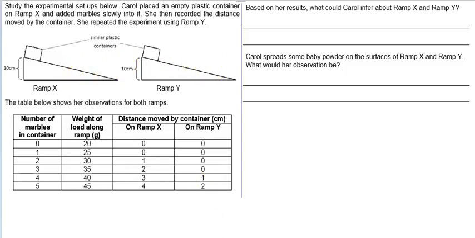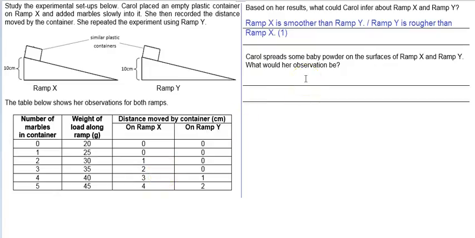So based on her results, what could Carol infer about ramp X and ramp Y? Well, we can tell that ramp X has lesser friction, right? So ramp X is smoother than ramp Y, or there's lesser friction between the box and ramp X compared to ramp Y. That is very easy. We can tell immediately from the table.